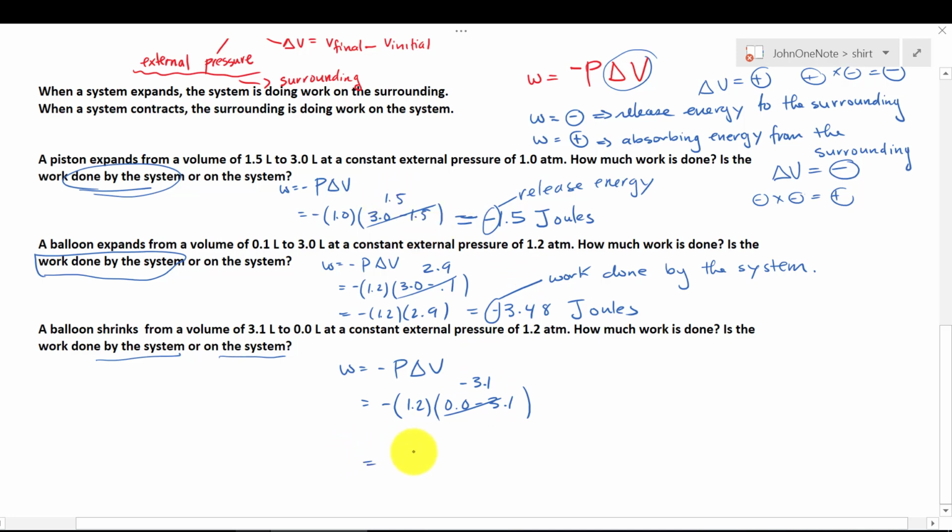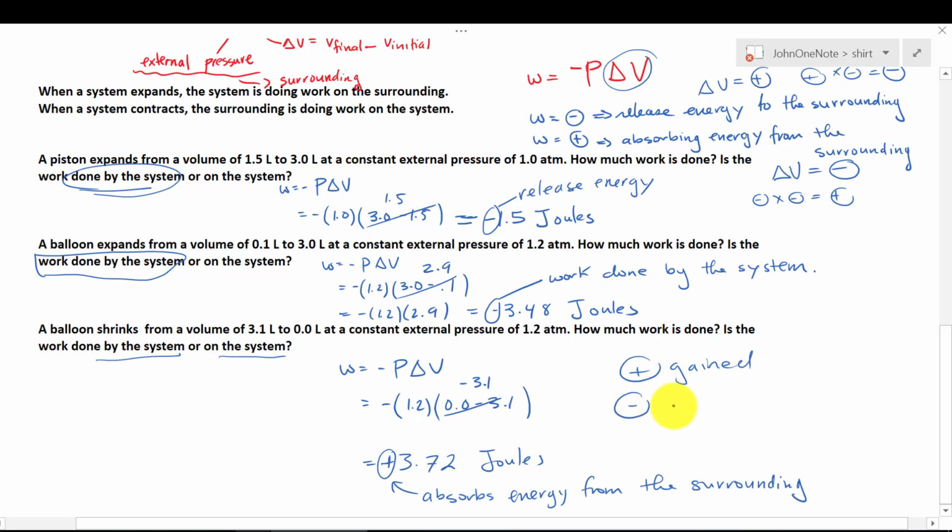So therefore, let's plug everything into a calculator. And what we have here is 3.72 joules. And if you notice, this is positive. Because it's positive, it is absorbing energy from the surrounding. Think of positive as gain, and negative as loss or release. So in this case, the work is done on the system by the surrounding.